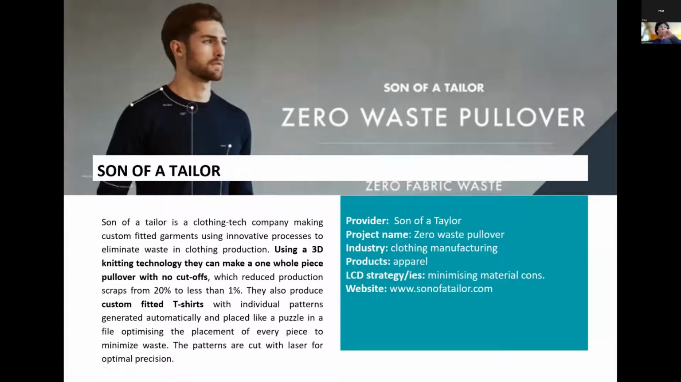It's called Son of a Tailor. And what the company is doing is basically using a particular technology, 3D knitting technology, through which they can make, for example, a pullover without any cut off, so reducing the scraps from, for example, 20% to 1%. What they are doing also is having custom fitted T-shirts and other products, all oriented toward maximum customization and personalization based on your body and efficient technologies.